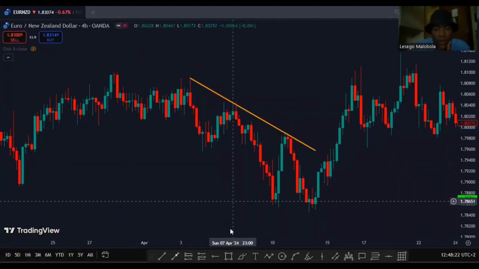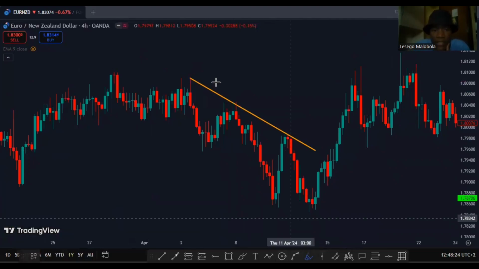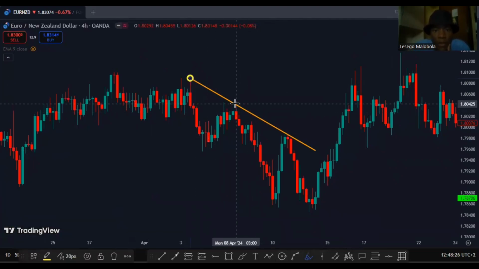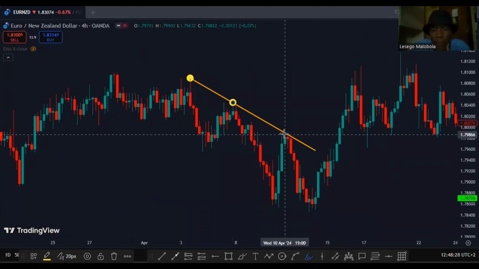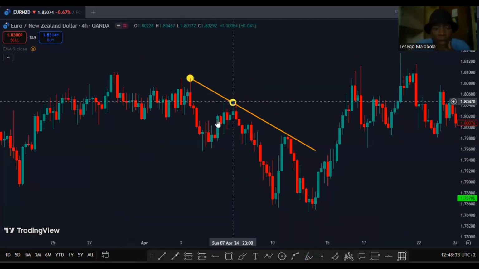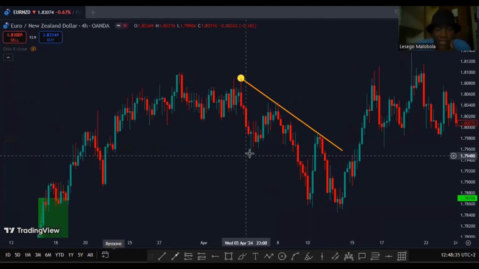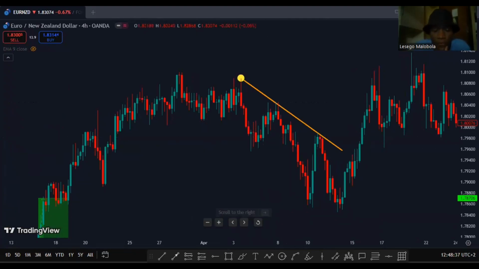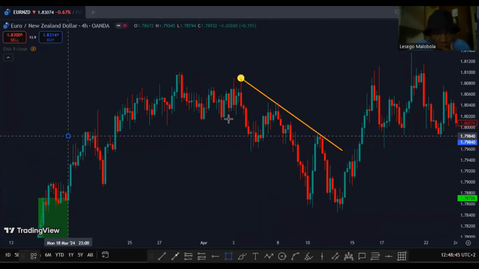I would say that we do. Why, guys? Because we can clearly see that we have a first touch right over here, we have a second touch which confirms the trend line, and we have a third touch, right? So now that we've identified our market structure, what are we gonna do? We're just gonna simply look for our support and resistance, right? So in terms of support and resistance, do we have any? I would say that we do have some support and resistance here.